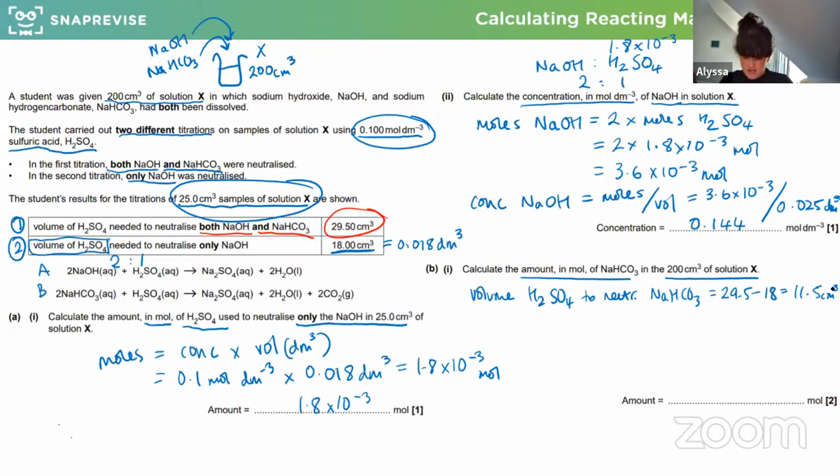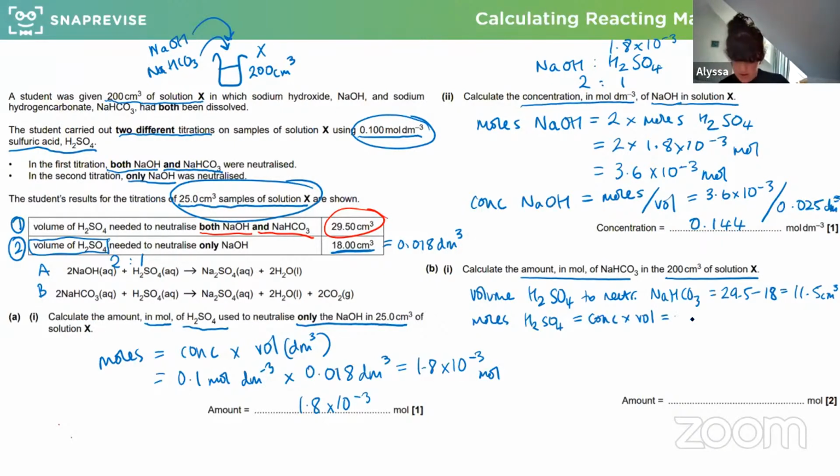Now we've basically done everything already. We know the process because we've literally just done it in parts A, I, and II. So hopefully we should be able to whiz through this. We've got our volume of sulfuric acid. We also know the concentration of sulfuric acid. So we should be able to work out how many moles of sulfuric acid was required to neutralize the sodium hydrogen carbonate. Our equation, if we can remember it, is moles equals conc times volume, as long as volume is in decimeters cubed.